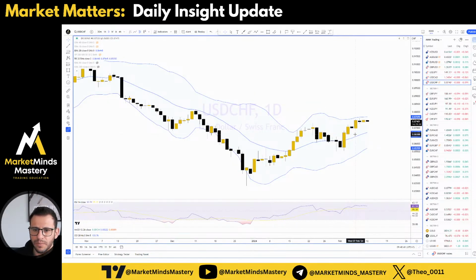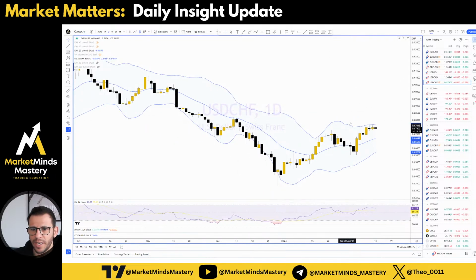USD Swissy or USD Swiss franc. Price made higher highs. Swiss franc was fairly weak as a currency last week, guys. So maybe we will see some more weakness on this one. Tomorrow there will be fundamental news that they estimated for a weak Swissy. So let's see what's going to happen.